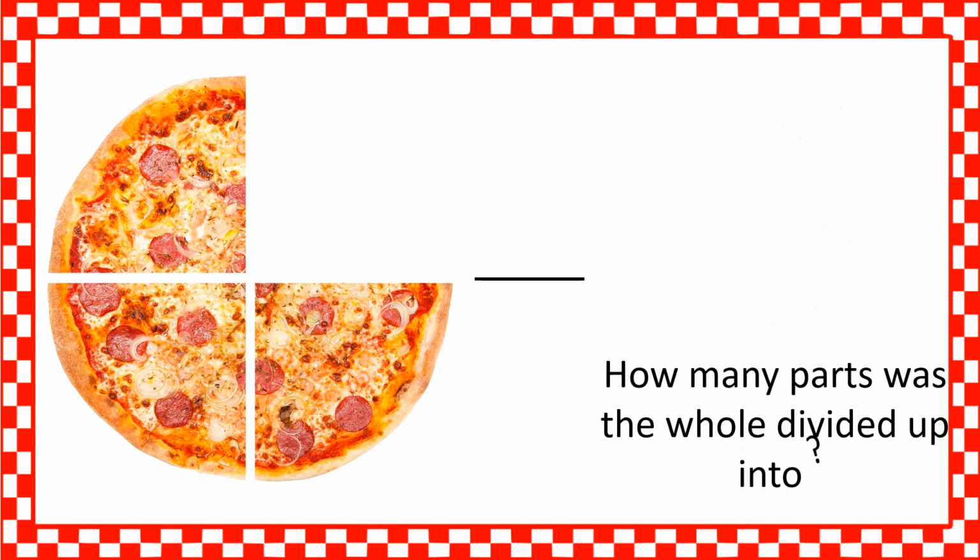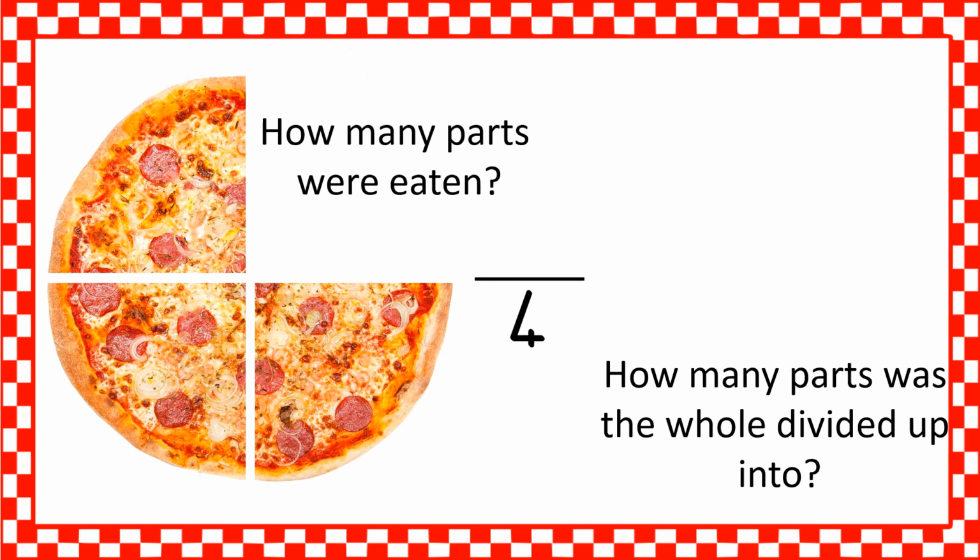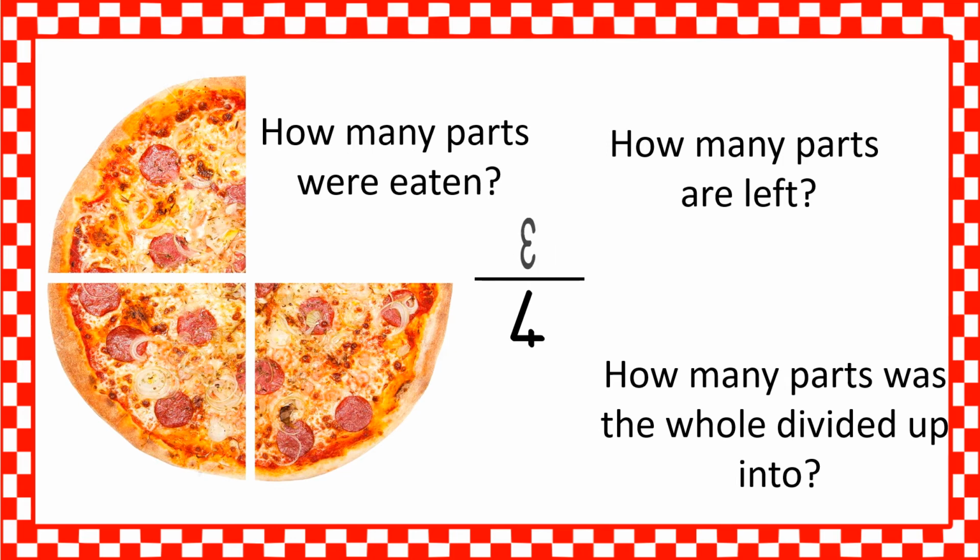How many parts was the whole divided up into? Definitely not 3. We never get a pizza with 1 slice missing. So originally there were 4 equal parts. How many of those parts were eaten? Because it's gone. 1. Then how many of the parts are left? That is right. 3 of the 4 equal parts are left.